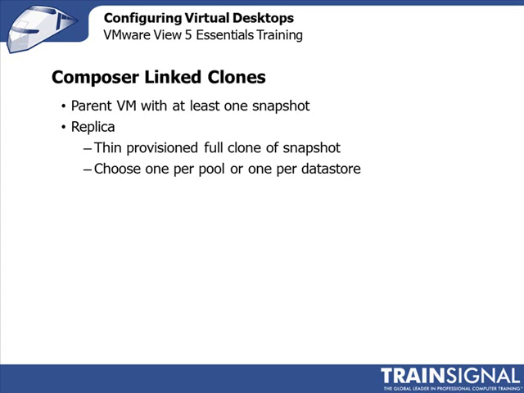What's going to happen is when I then go to deploy a linked clone pool, it's going to take that snapshot from that parent VM and make a full clone replica off of that. So this is a thin provisioned full clone based off of that snapshot. So it's thin provisioned to save on space, but it's a full clone and it's isolated from that parent VM. So there's no longer a relationship between that parent VM and snapshot other than to say that was the origin of this replica. But the replica stands by itself and it's a read-only copy.